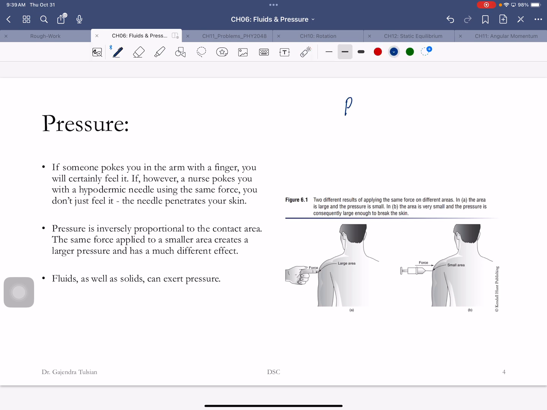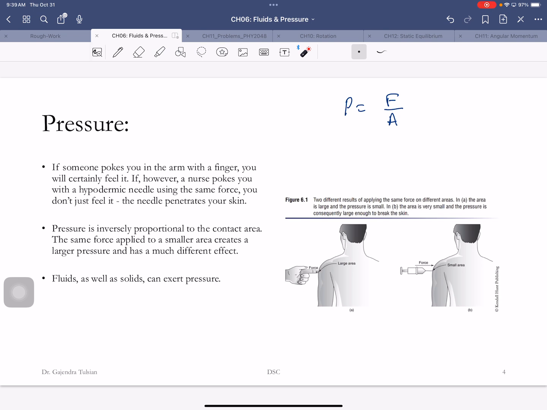So here's what's going on. The pressure is force divided by area. The area over which that force was applied was much smaller. The pressure was greater, and greater pressure breaks the skin. So that's what was happening. Too high a pressure will break your skin.